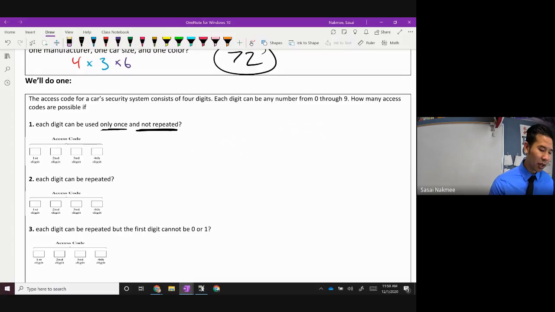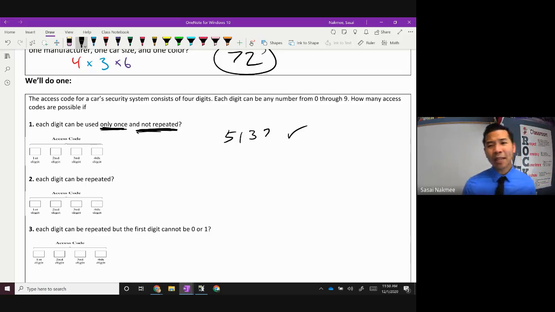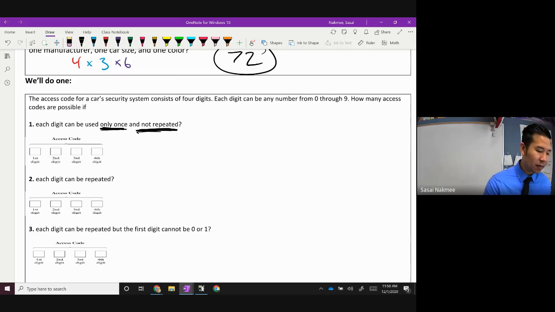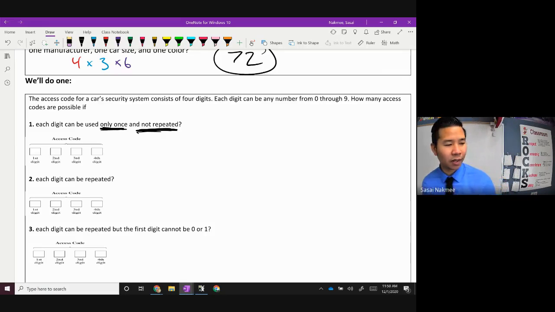So whatever your security code is, 5137, that one would work out because each number only shows up once and it's not repeated. How many combinations would there be for that said code?